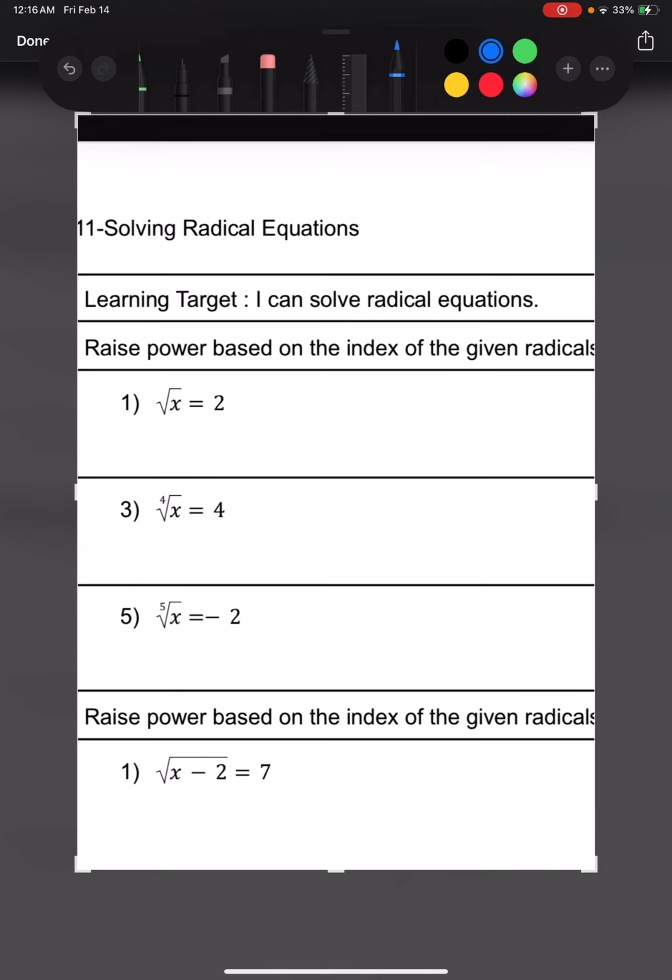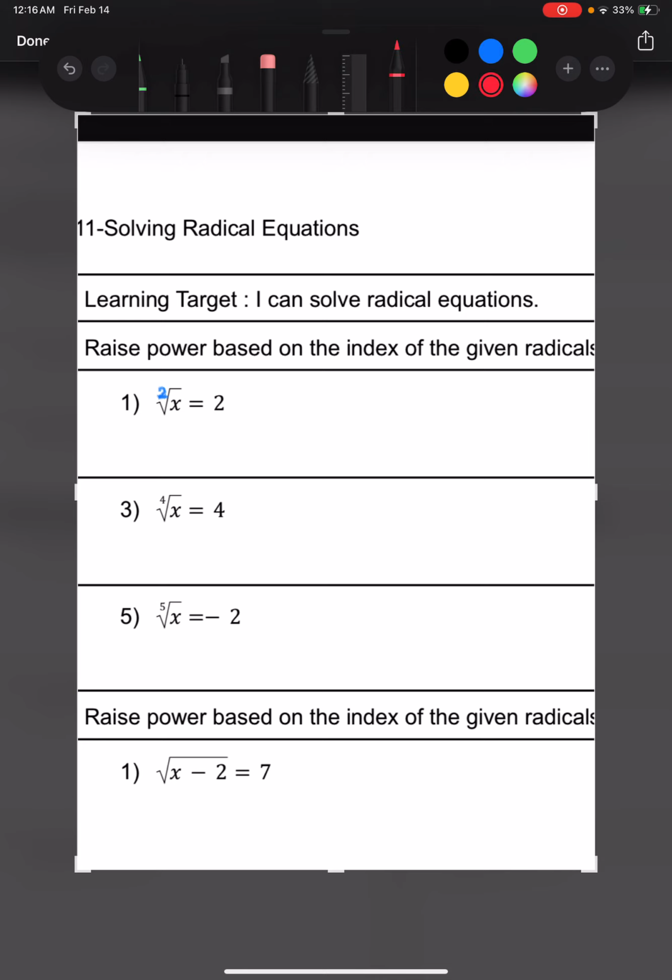There is a square root there. So how can we get rid of this square root? The hint here is your index, which is 2. And last class we talked about how we can remove the radical sign. Any idea?